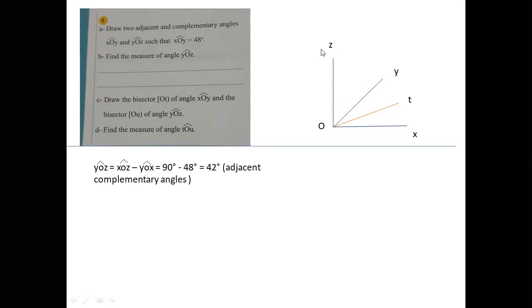Each angle should measure 24 degrees because when OT divides the angle XOY, which is 48 degrees, we're going to get 24 degrees for the angle XOT and 24 degrees for the angle TOY. These two angles are equal because OT bisects the angle XOY.